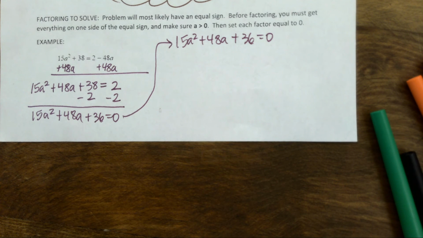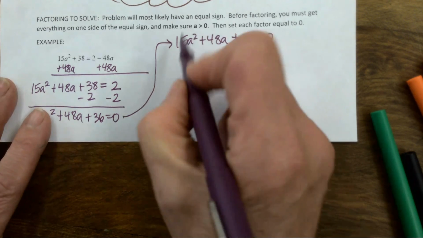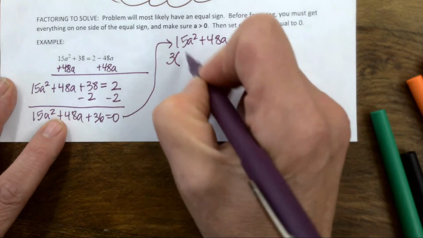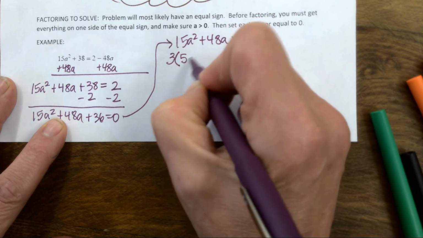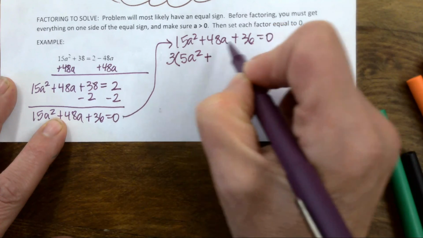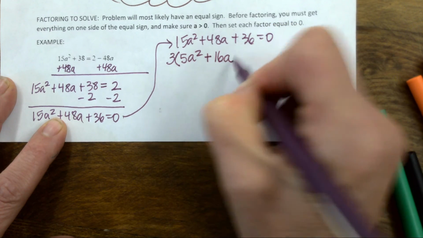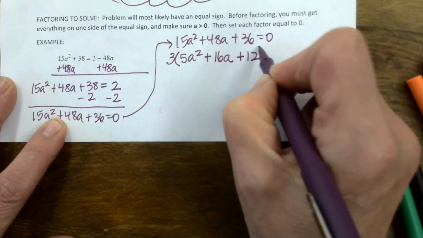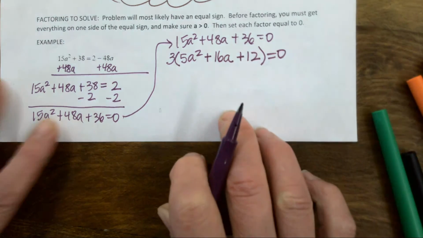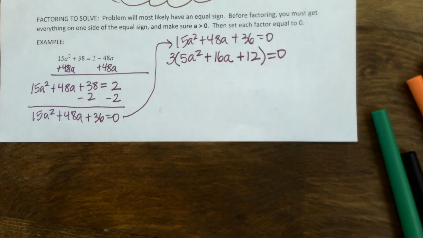Is there a greatest common factor? Is there something that goes in 15, 48, and 36? Yeah. Beautiful. So I'm going to pull out a 3. This is 5a squared plus 16a plus 12 equals 0. And now we'll go ahead and factor this using the method of choice.